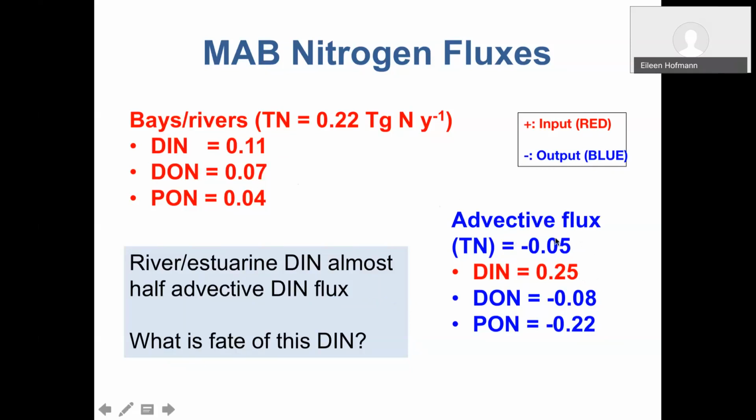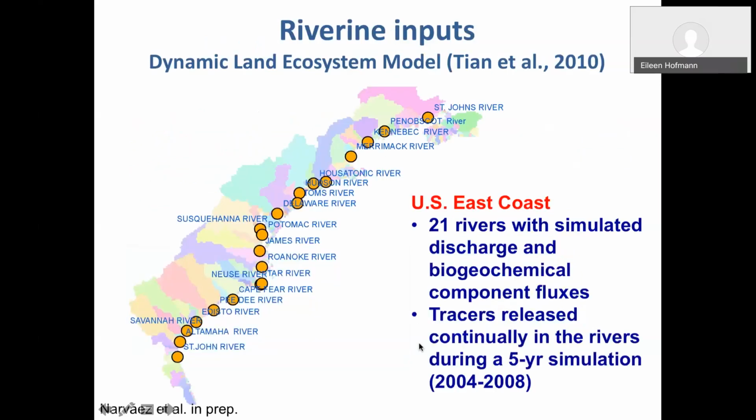All right, so if we can look at this, we can start looking at how these different fluxes add up to give us the nitrogen and carbon budgets for the continental shelf. But then what we might ask is, we've got all this DIN coming in. What is the fate of that? All right, so then we start looking at a larger scale system here.